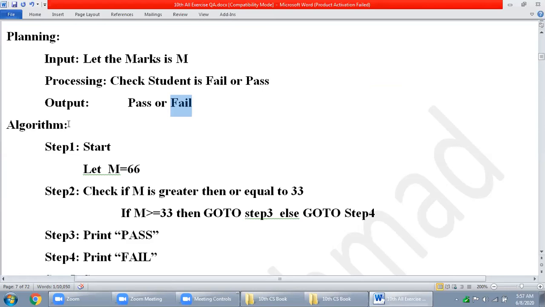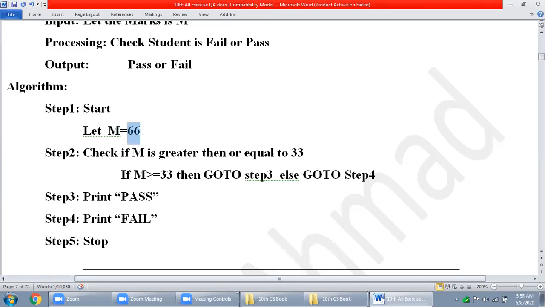So this is the planning stage. Now we are going to start our algorithm. Step 1, start. Let m equal 66. I assign the marks value as 66. Watch over there, the passing criteria for marks is 33. So keep in mind, in step 2, we will check these marks against 33, so you will know whether the student is pass or fail. Step 2, check if marks is greater than or equal to 33, then what happens? If condition: if m is greater than or equal to 33, then go to step 3. It means that if marks is greater than 33, go to step 3. If marks is less than 33, then go to step 4.